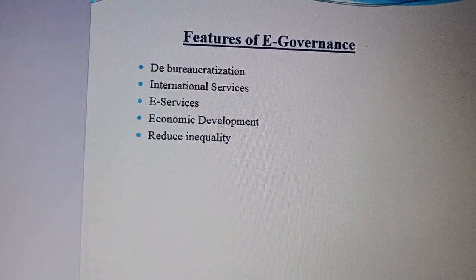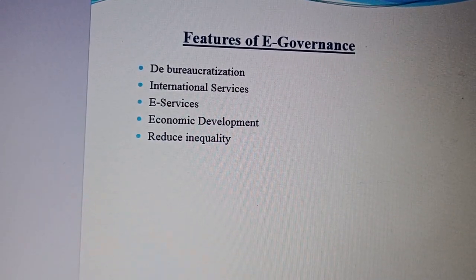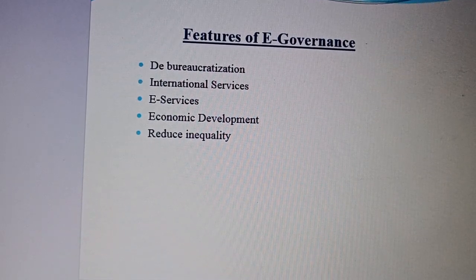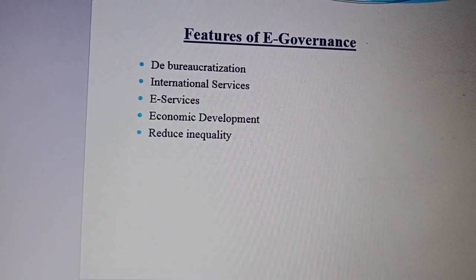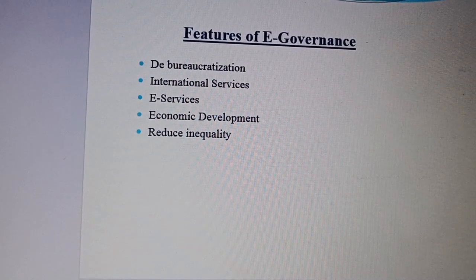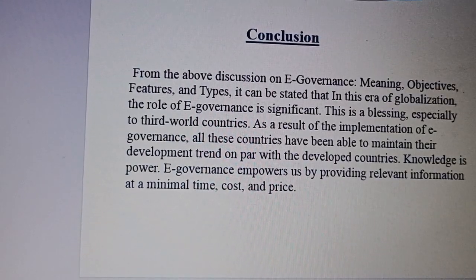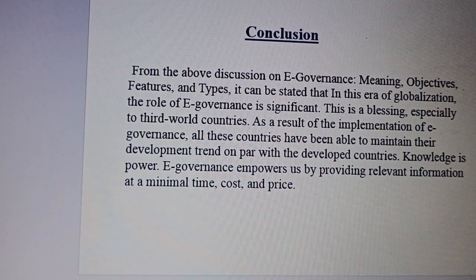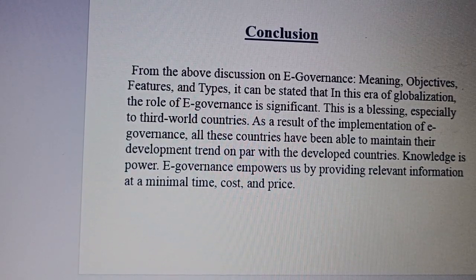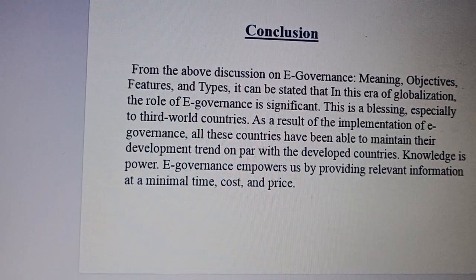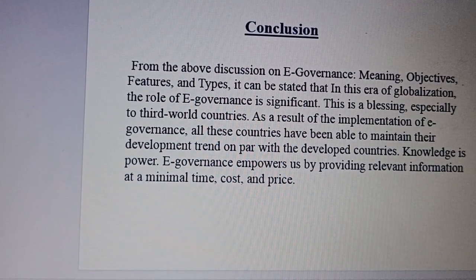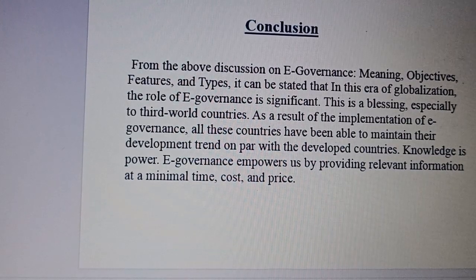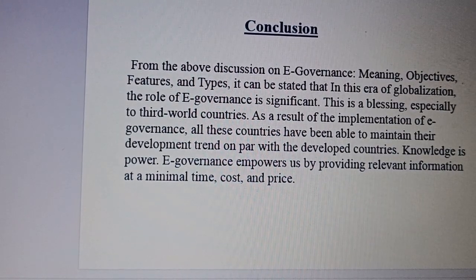Features of e-governance include e-services, economic development, and reduced inequality, especially international services. Now we can discuss the conclusion. From the above discussion on the meaning, objectives, features and types of e-governance, it can be stated that in this era of globalization, the role of e-governance is significant.